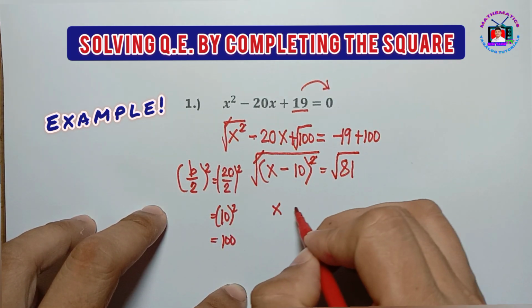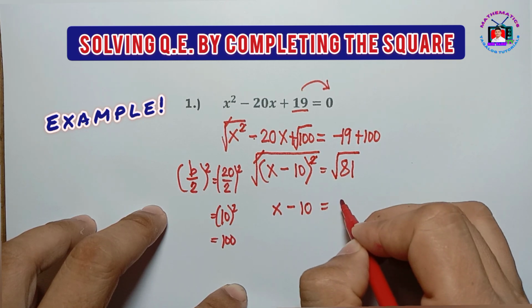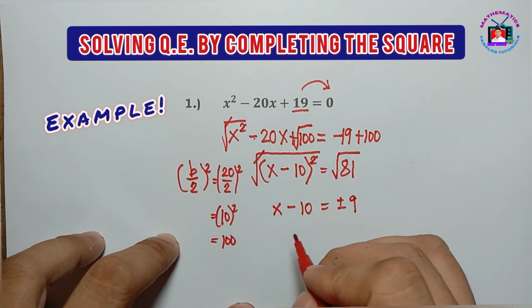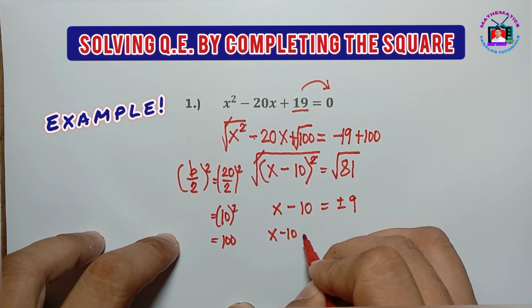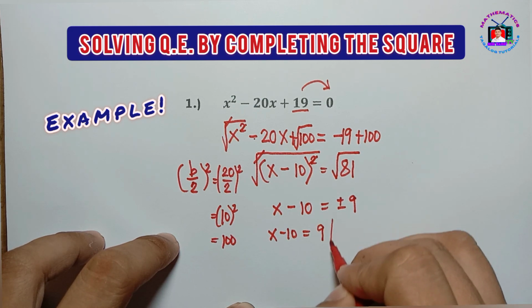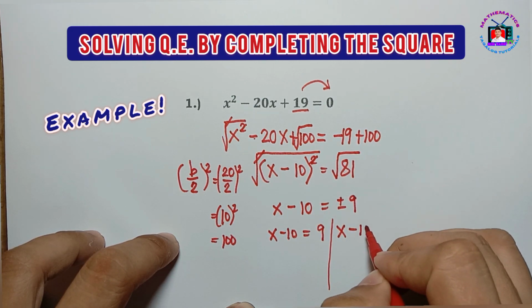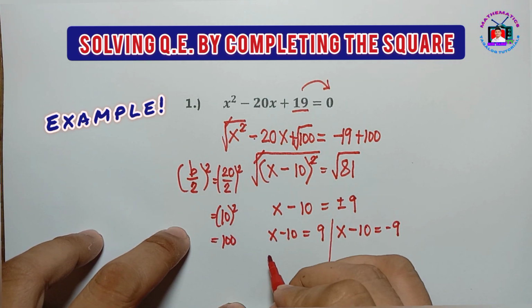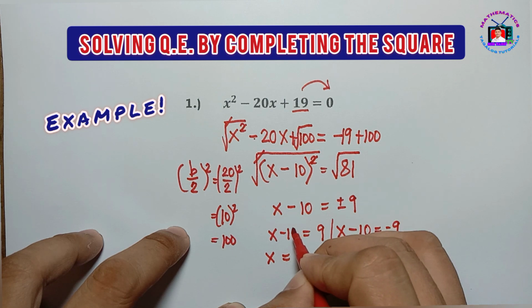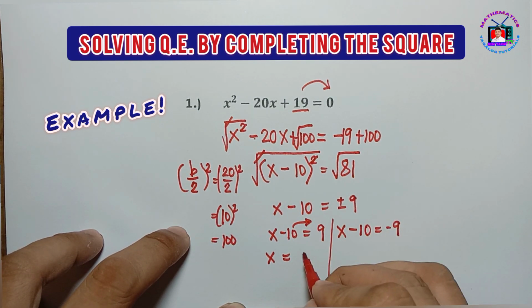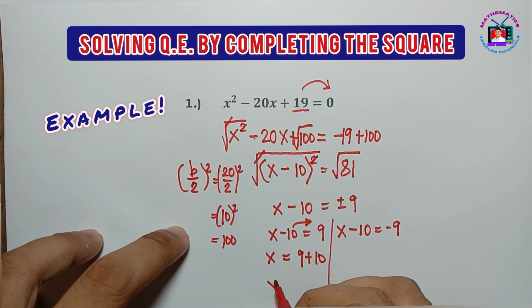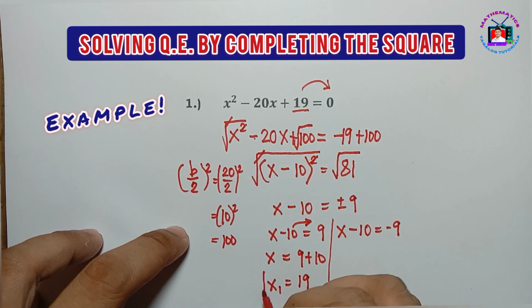So we take the square root of both sides, so the result is x minus 10 equals the square root of 81, which is positive and negative 9. Okay, so always the result of a square root is positive and negative 9. So we separate x minus 10 equals positive 9, and the other, x minus 10 equals negative 9. Okay, then solve for x. So negative 10 is transposed to the right, so bring down 9 plus 10. Take note, the sign always changes when you transpose. Okay, so the value of x sub 1 equals 19.